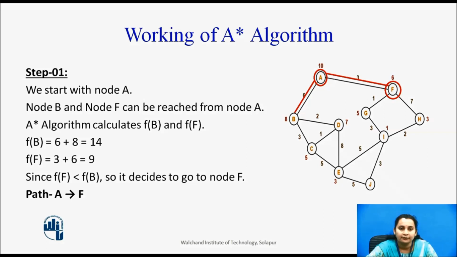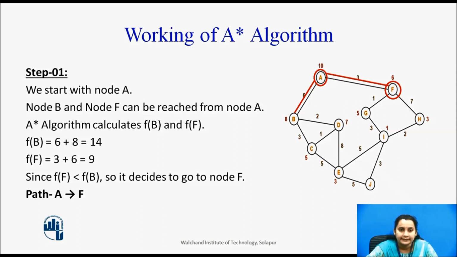So initially, we are starting from the initial node A and exploring its children. We can see B and F are its child nodes. So we are calculating f of B and f of F for node A.